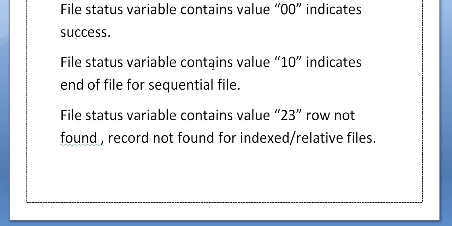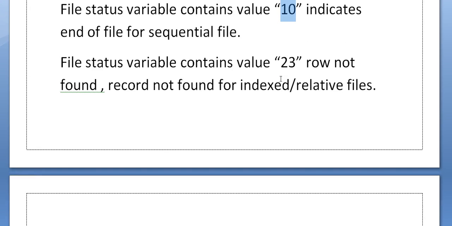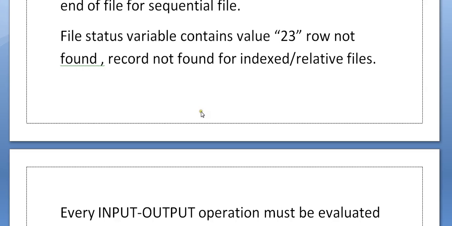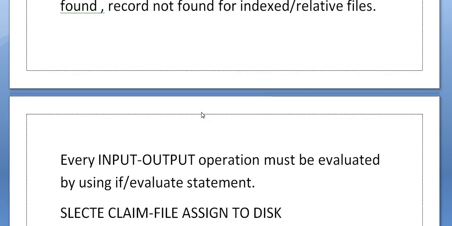If the file status variable contains the value 00, it indicates success. If it contains 10, it indicates end of the file for a sequential file. So either you can use the AT END clause or you can use 10. If it contains 23, it indicates row not found, or record not found, for indexed or relative files, and also the same for a sequential file. So we have a set of various return codes for the file status.